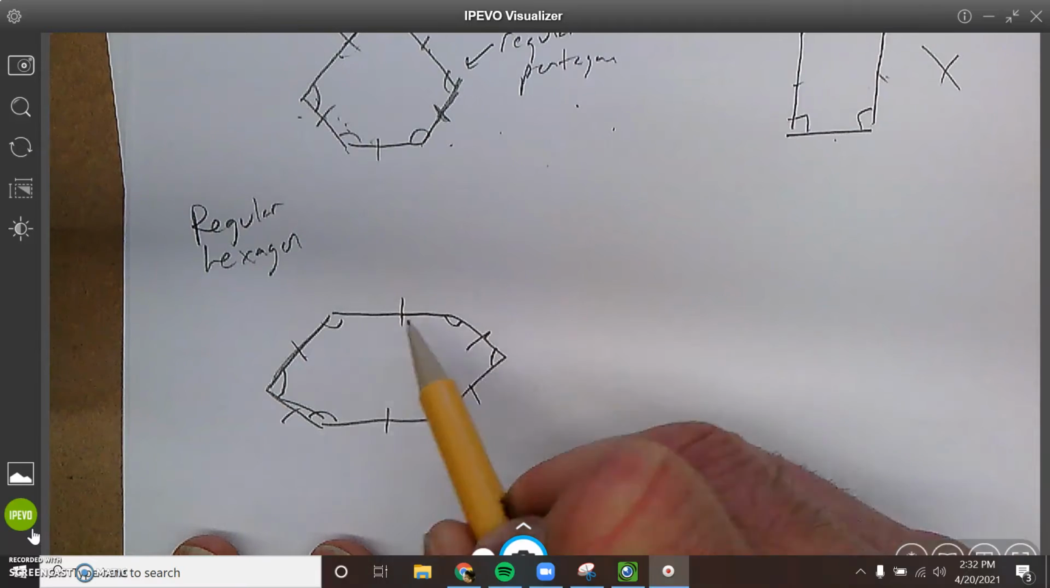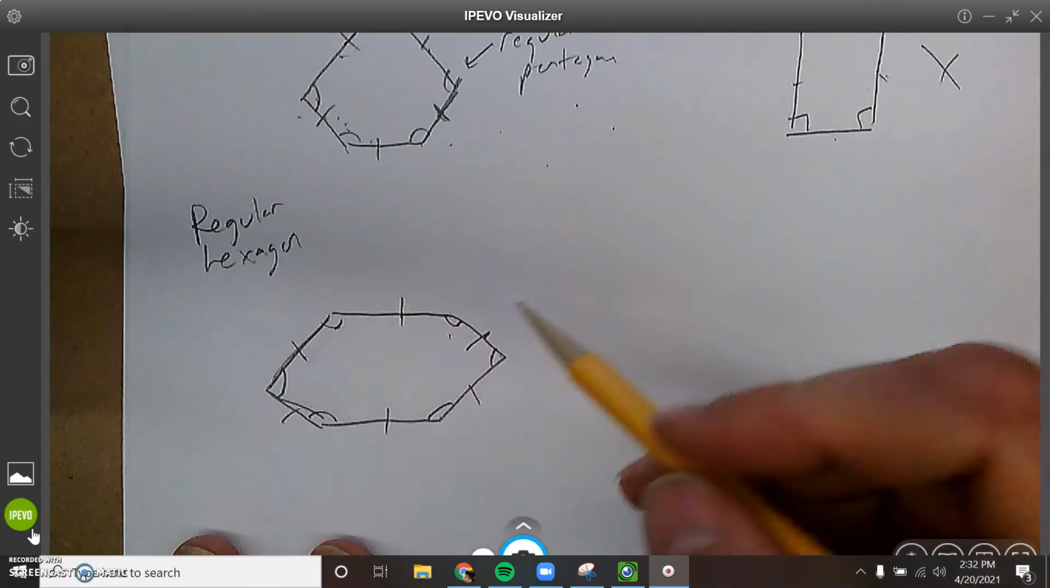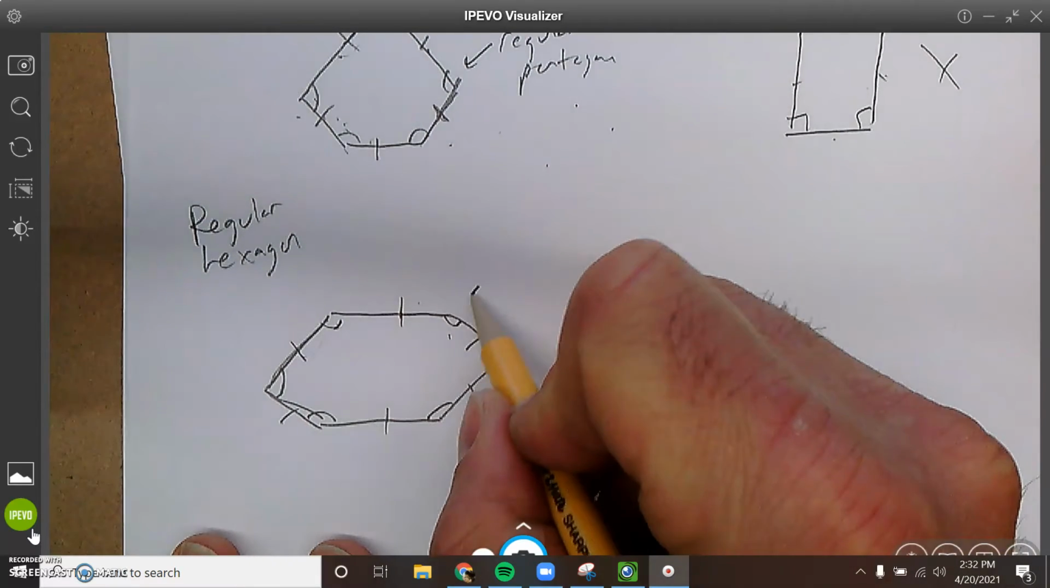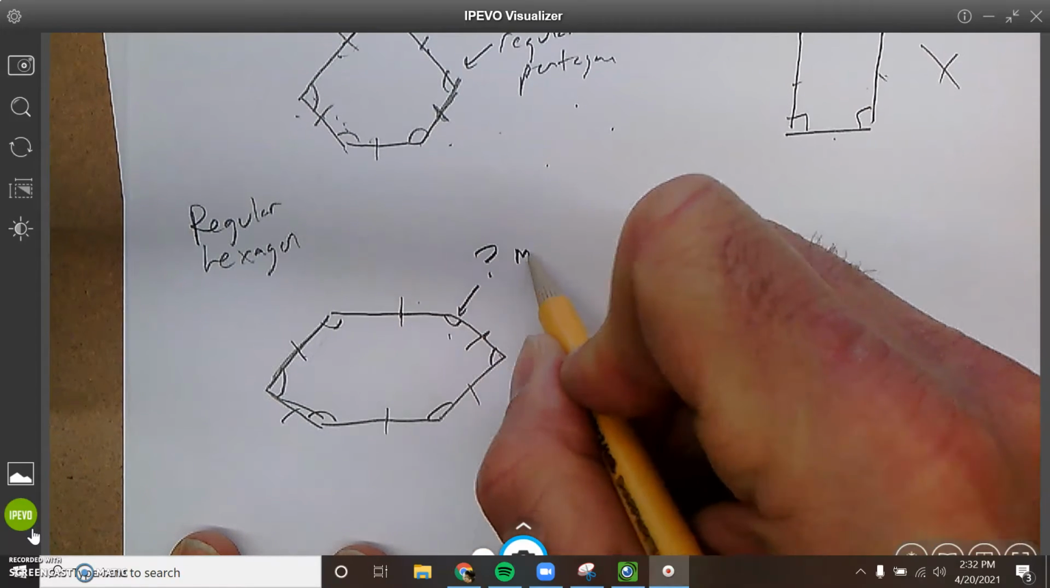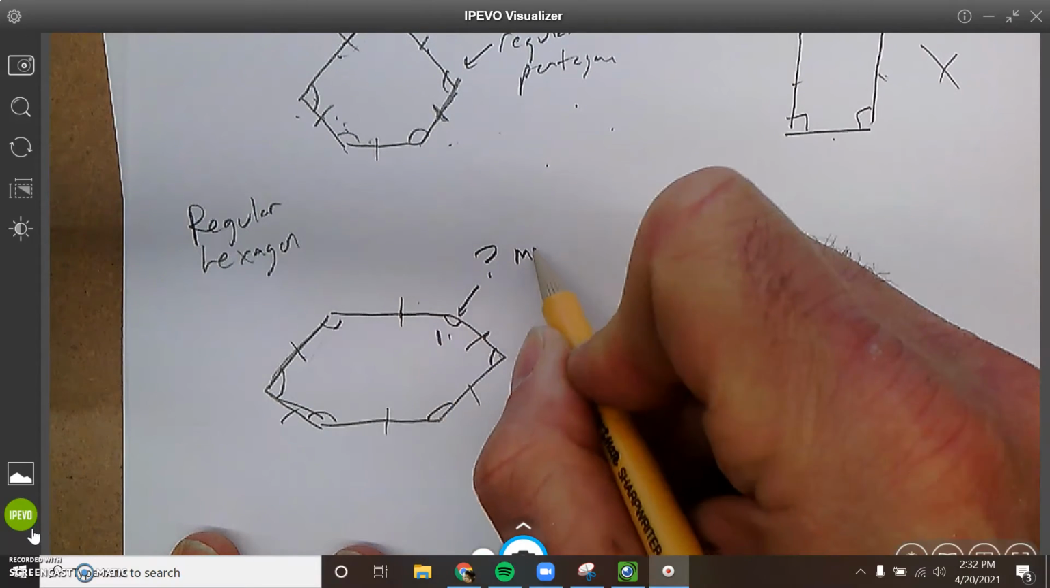Get it? Haha. So we got this, this, this. So we have 6 sides and 6 angles. So I want to know, what is the measure of one angle? So the measure of this angle is called angle 1.